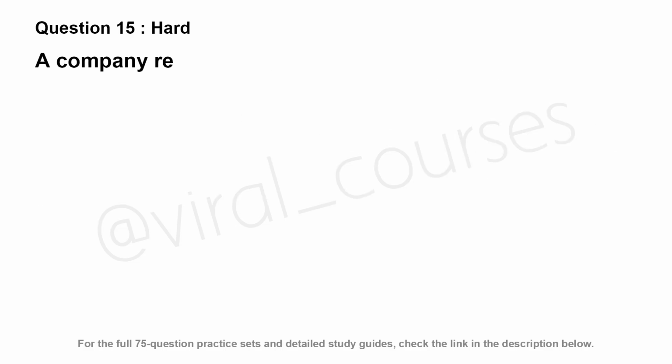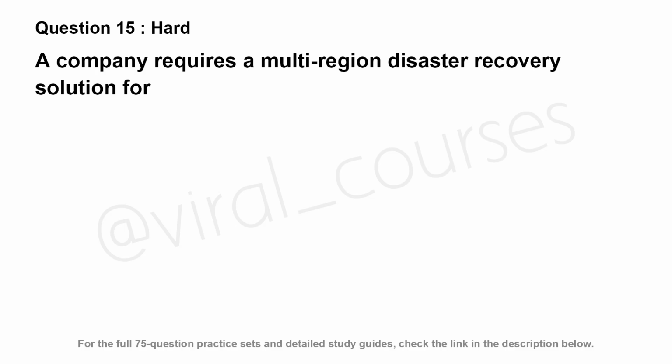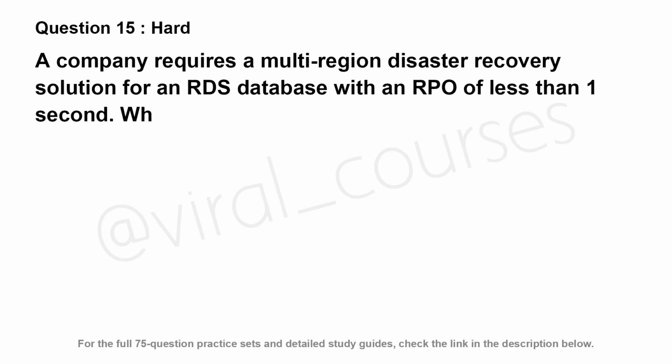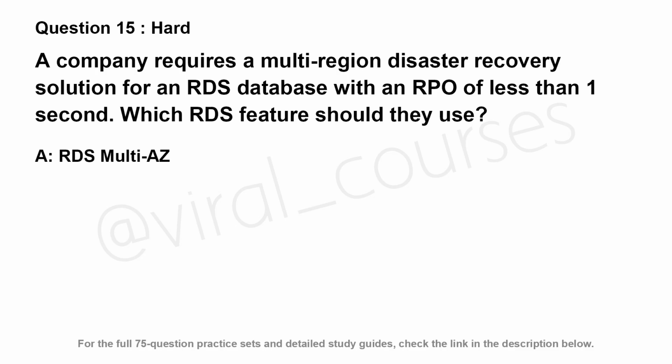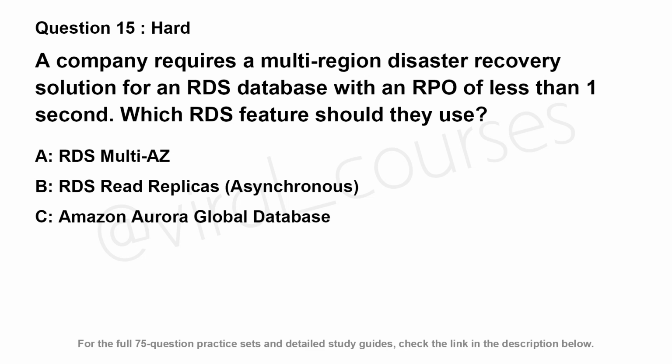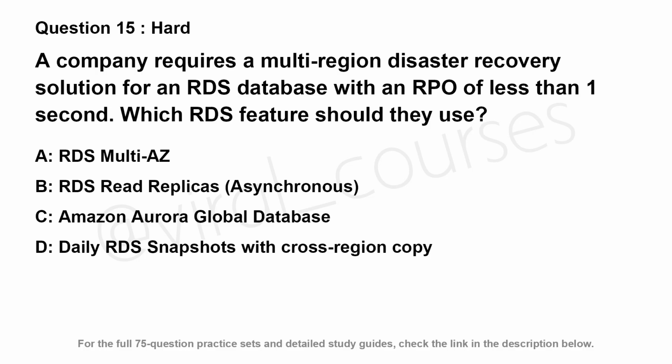A company requires a multi-region disaster recovery solution for an RDS database with an RPO of less than 1 second. Which RDS feature should they use? Option A. RDS Multi-AZ. Option B. RDS read replicas, asynchronous. Option C. Amazon Aurora Global Database. Option D. Daily RDS snapshots with cross-region copy.